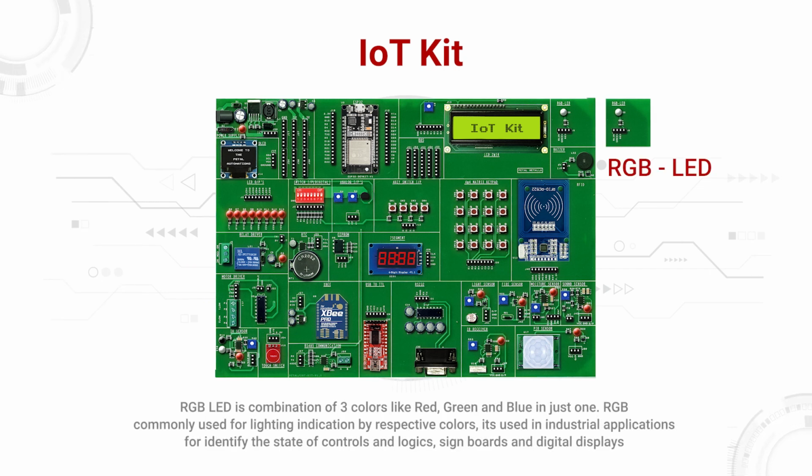RGB LED is a combination of 3 colors, red, green and blue, in just one. RGB is commonly used for lighting indication by respective colors. It's used in industrial applications to identify the state of controls and logics, signboards and digital displays.